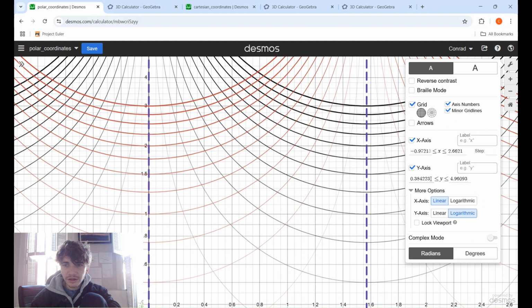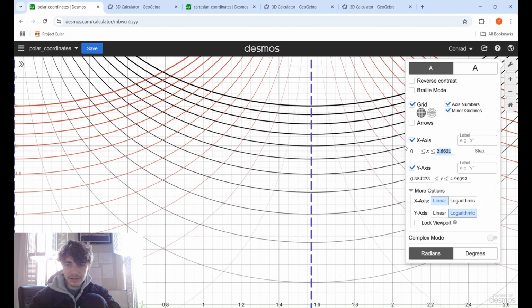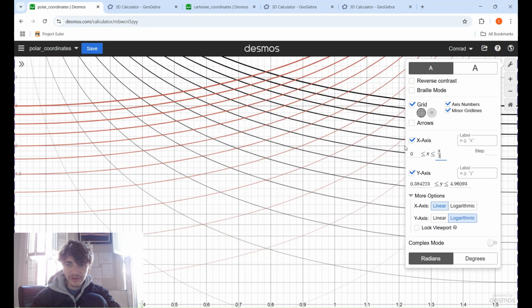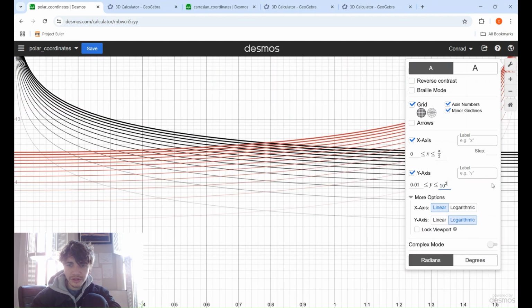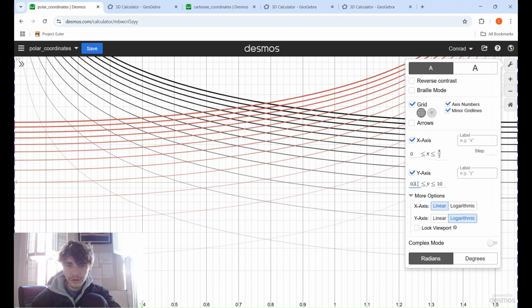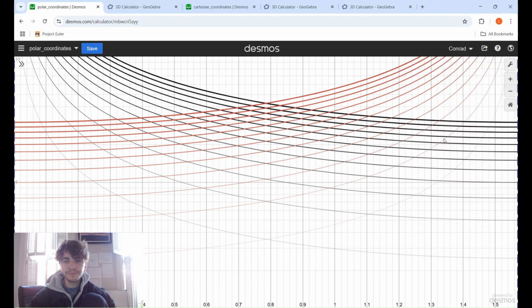So let's set the x-axis to go from 0, x-axis is theta, remember, 0 to pi over 2. So this is exactly the first quadrant. And then I'll set this to be plotting it logarithmically. So let's just do it like so. Or maybe I'll just go to 10 and then 0.1. Let's say.